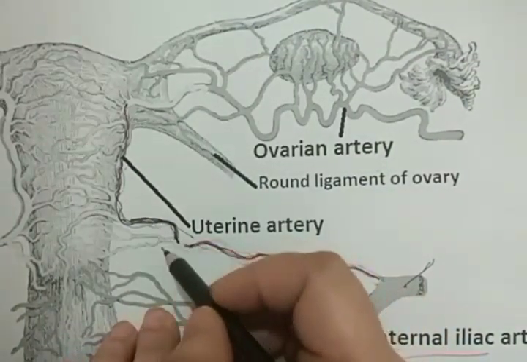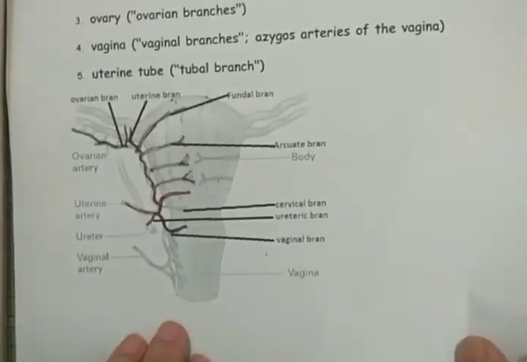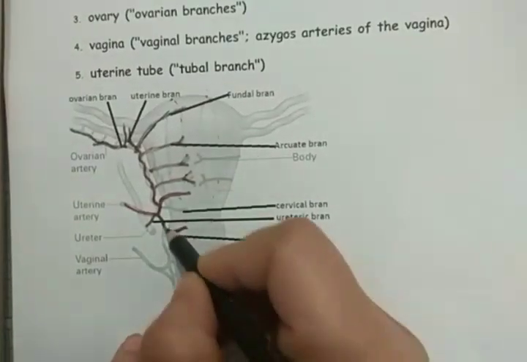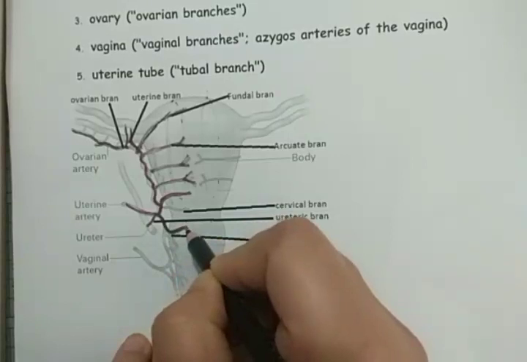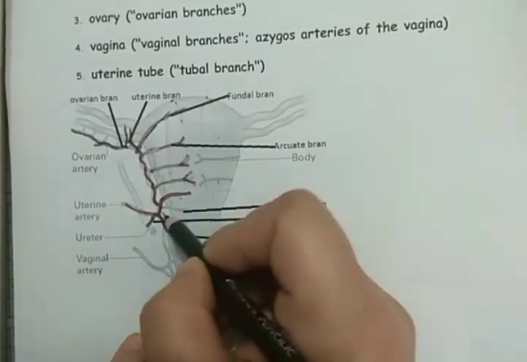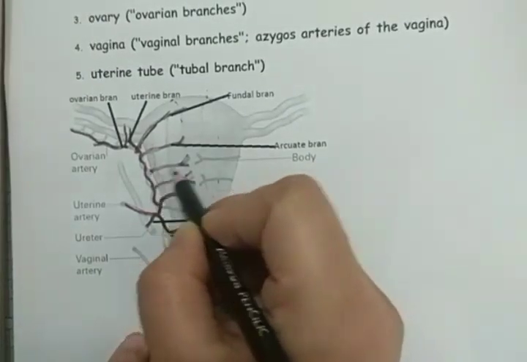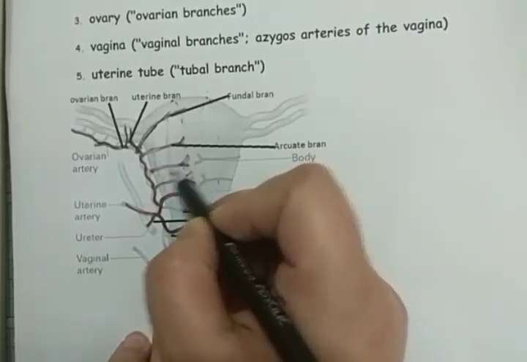Near its journey, it gives branches. This is the vagina, so it gives one branch to the vagina. This is the ureter, it gives one branch to the ureter. Then it gives a branch to the cervix. Then it gives the arcuate artery to the uterus.